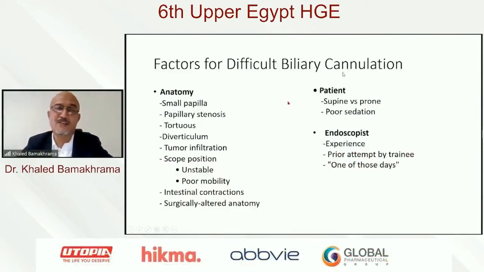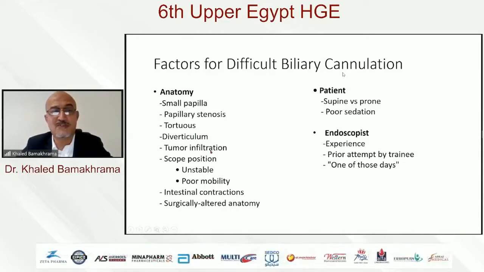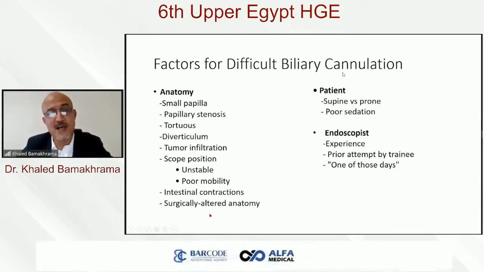Now, what are the factors that contribute to difficult biliary cannulation? We can divide them into two groups: anatomy or patient-related factors, where you have a small papilla, papillary stenosis, tortuous papilla, diverticulum, tumor infiltration by carcinoma, scope position, unstable position, poor mobility, and sometimes increased contractions. And one of the real nightmares that we hated is the surgically altered anatomy, whether Billroth II or Roux-en-Y.